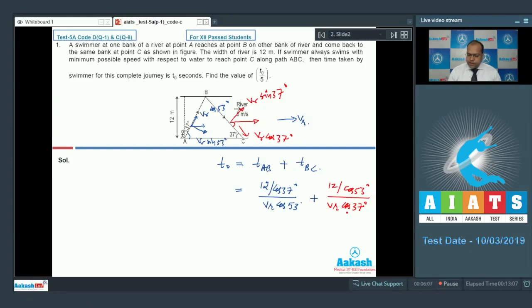If I solve this on substituting data, because the value of VR is 5 meter per second, as given in the question, this comes out to be 5 seconds and this also comes out to be 5 seconds. So the value of T0 is 10 seconds. In the question it is asked, we have to calculate the value of T0 by 5. So the correct answer for question number 1 is 2. Let's move to question number 2.